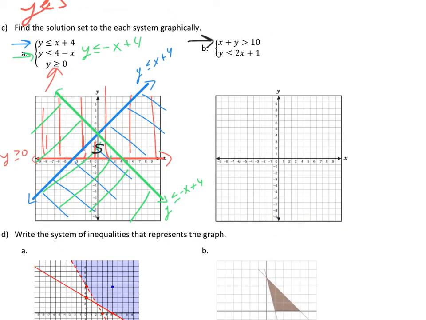Shading is not beautiful, so please don't spend your time doing that. Do what you need to so you can visually see the problem. Please try B on your own.